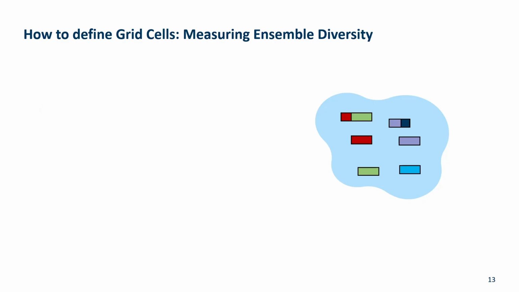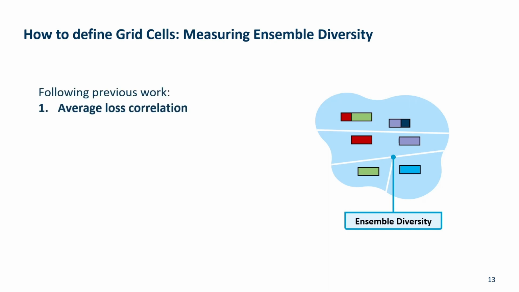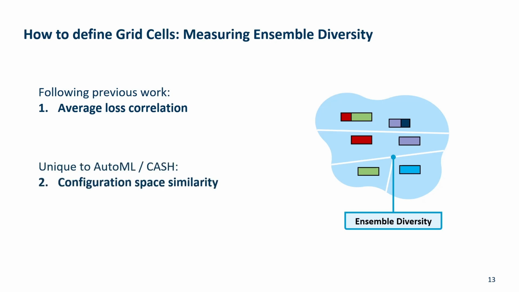Next, let's talk about some details. To start, how do we measure ensemble diversity to create the grid cells? In our implementation, we used a combination of two measures. First, a measure following previous work named average loss correlation, which measures the average correlation between loss vectors over all pairs of models in an ensemble. Second, we propose a novel method unique to AutoML or cash-based solutions called configuration space similarity, which measures the average pairwise similarity of configurations using the Gauss similarity. Their combination then allows us to define a grid cell which we use for quality diversity optimization.